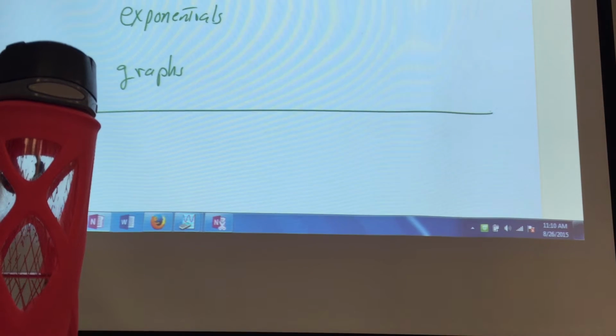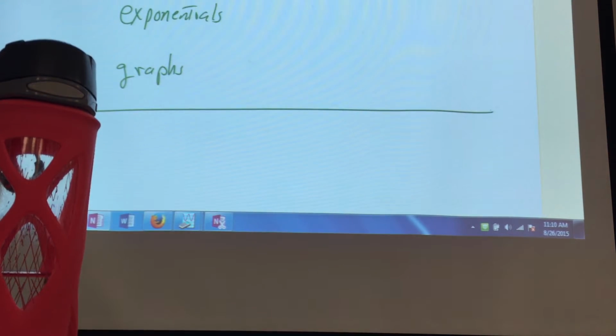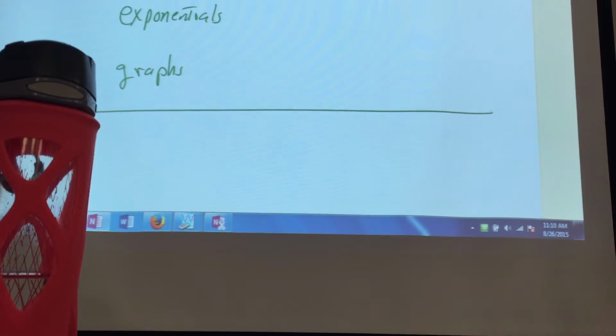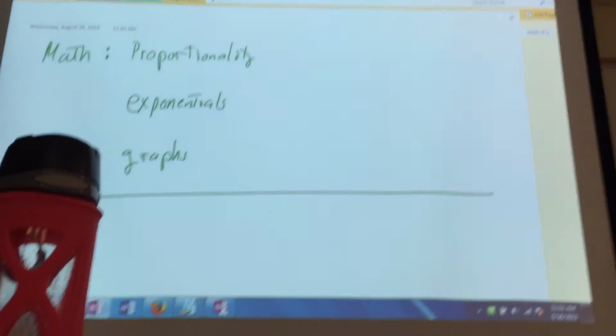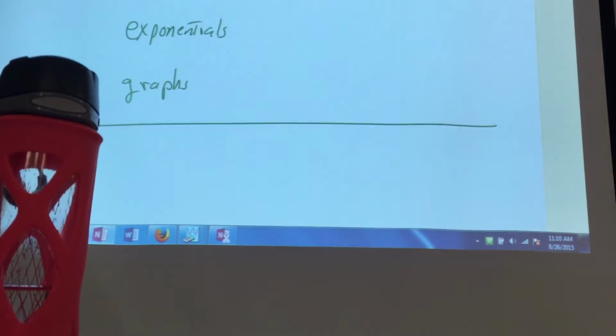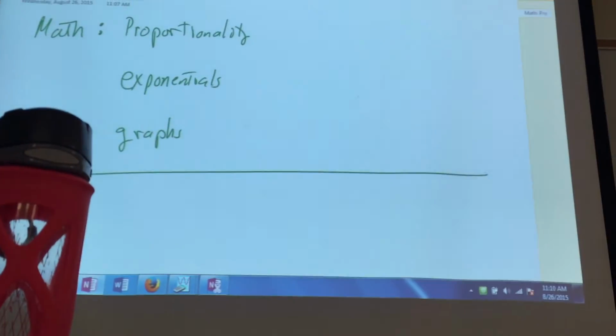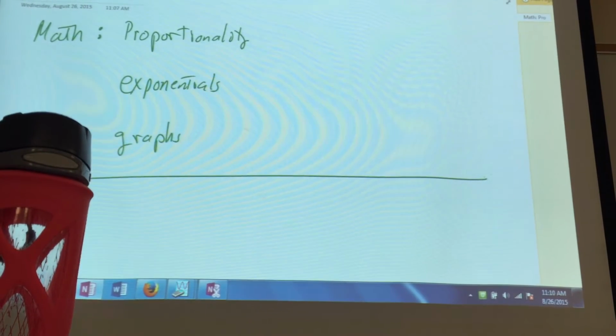But in this particular math, just how it kind of relates to us and how you'll be seeing it. Exponentials and exponential equations. Sounds scary, but it's not too bad. Then the graphs. So we'll see if we can get done with those three things today.